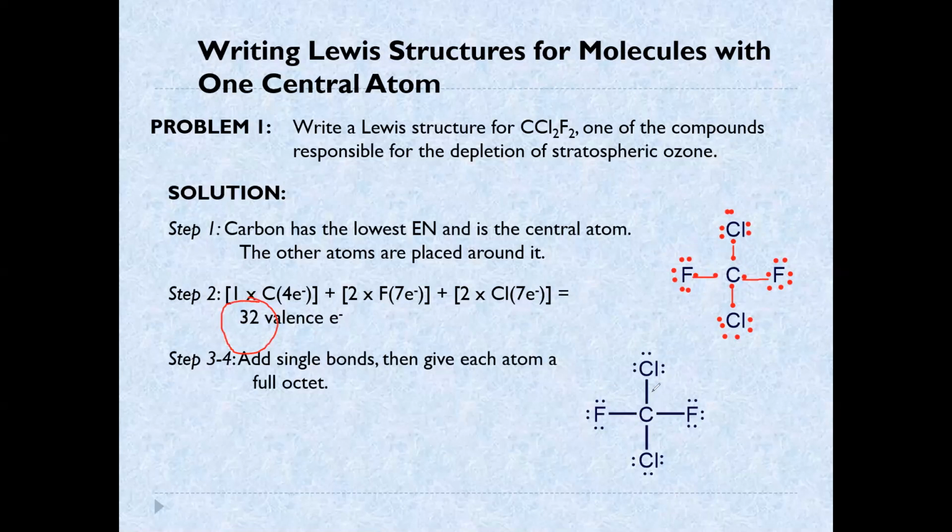Now let's look at carbon also. Is carbon happy? 1, 2, 3, 4, 5, 6, 7, 8. Carbon is also happy. The valence electrons are satisfied, and that is the Lewis structure for that particular compound.